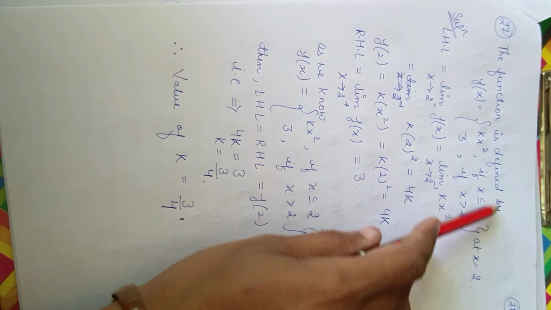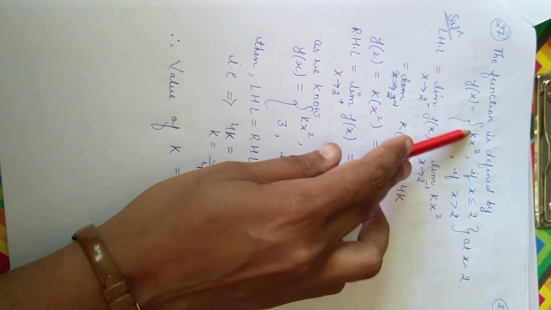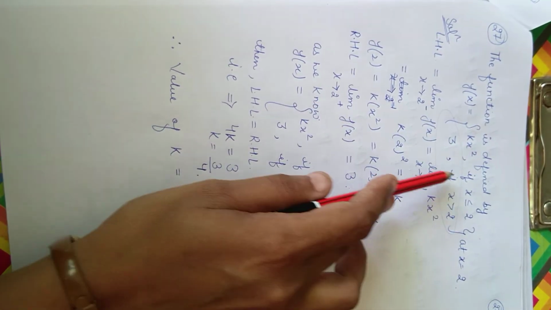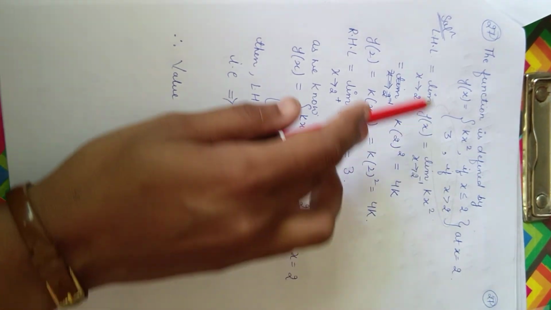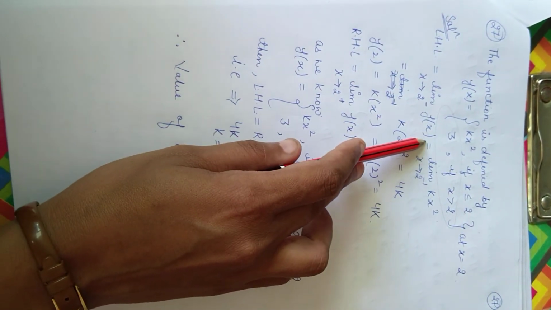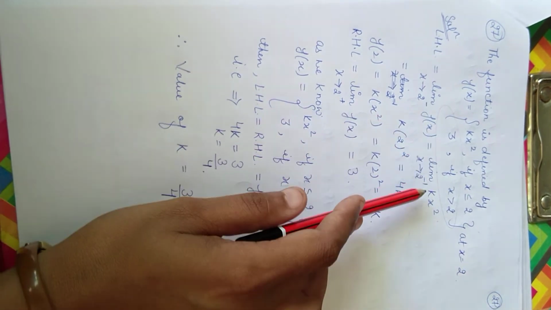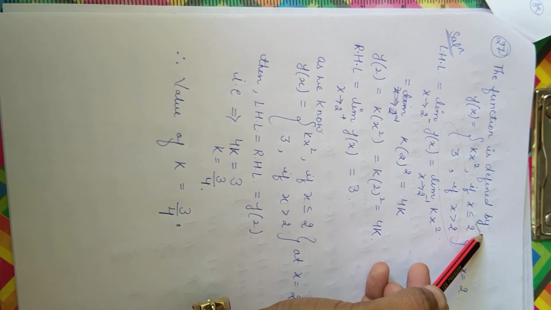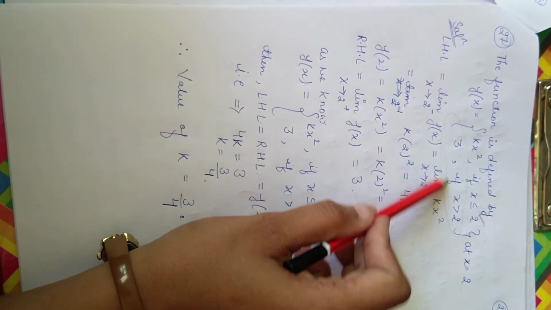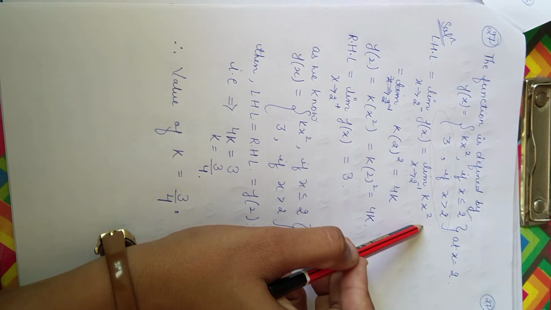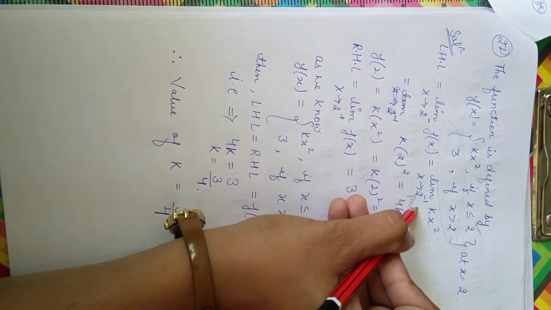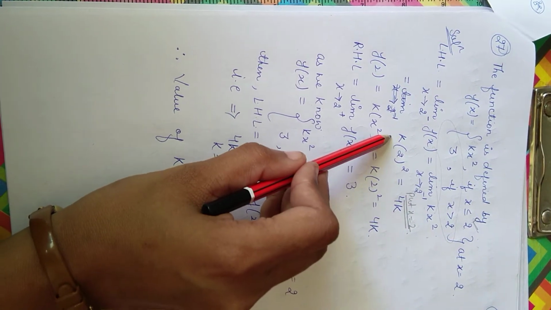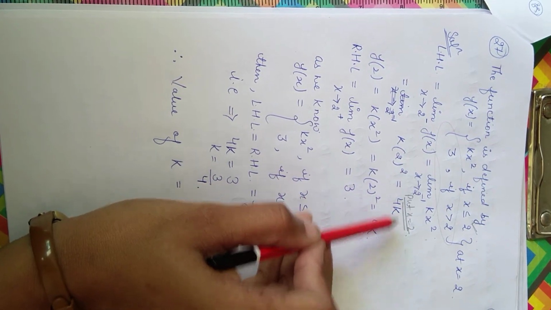The function is defined by f of x equals kx square if x is less than or equal to 2, and it is defined as 3 if x is greater than 2. So LHL is equal to limit of f(x) as x tends to 2 negative. Which part will I use? I am approaching the negative side, so I will use this function. In place of f(x) I write kx square, and putting x is equal to 2, I get k into 2 square, that is 4k.